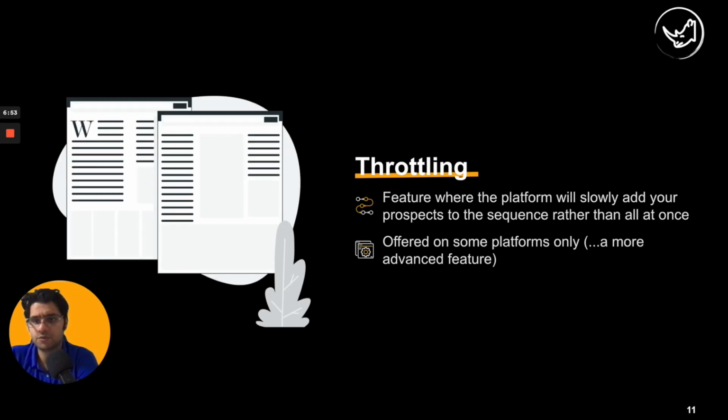A newer feature which I've seen come up fairly recently is this whole notion of throttling. And what throttling means is that you don't want to add all your prospects to a campaign at once. So let's say if you have 100 contacts, 100 contacts won't be added to the first step. Instead, on day one, it will add 50 and let those 50 start the sequence. On day two, it'll add another 50. Day three, it'll add another 50.